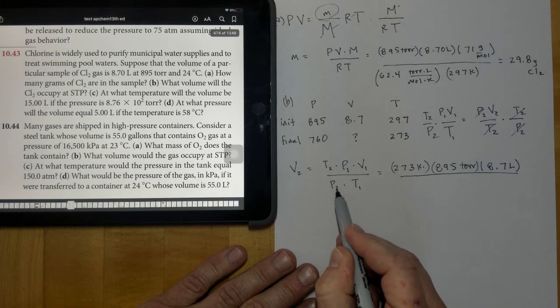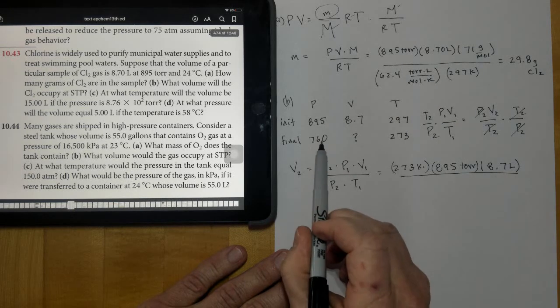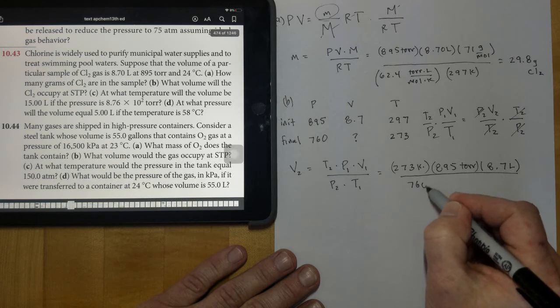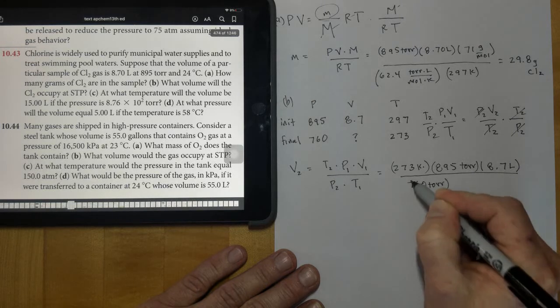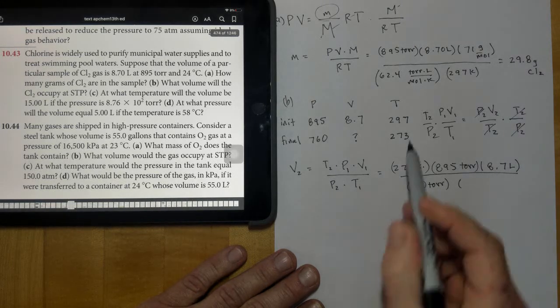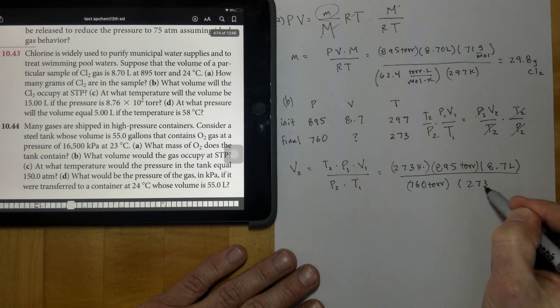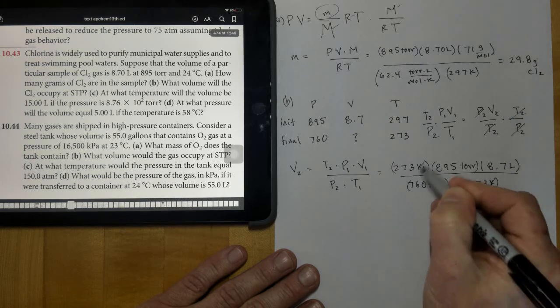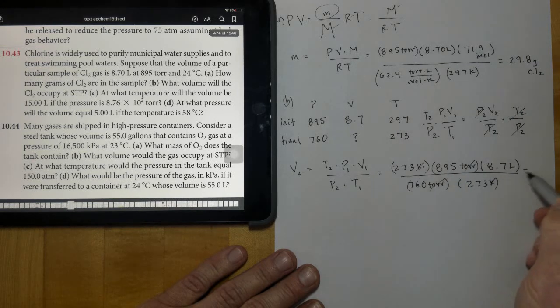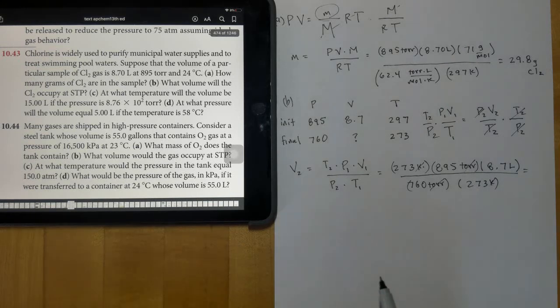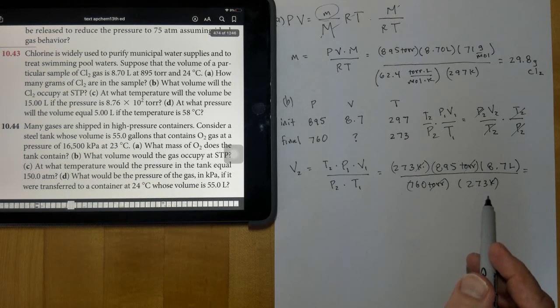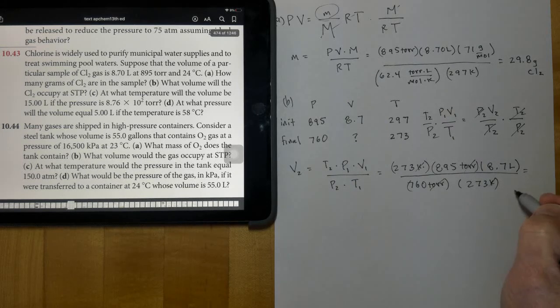Our pressure in the end is 760, and our temperature at the end is 273. So now you can see that the kelvins cancel and the torrs cancel, and you're going to end up with your answer in liters right here. If you run that through your calculator, you should end up with 9.42 liters is what that gas will occupy.